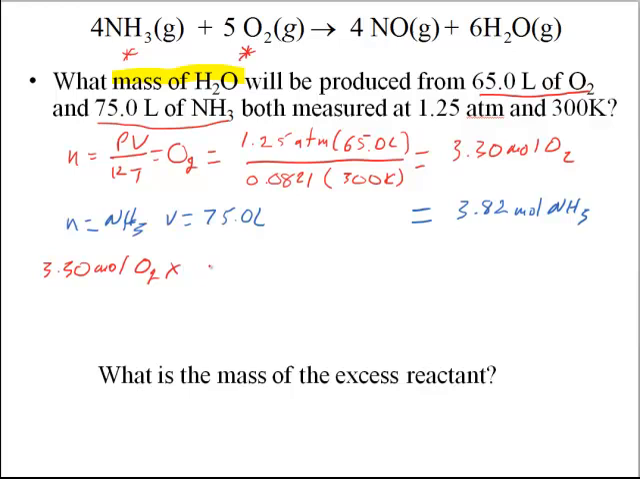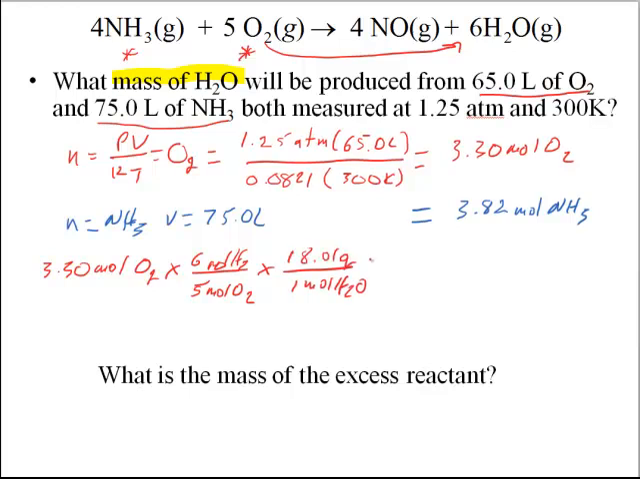And I'm going to go ahead and do my mole ratio of O2 to water, right? So for every 5 moles of O2, I'm going to make 6 moles of water. And then for every 1 mole of water, that weighs 18.01 grams. And so with the oxygen I have, I would make 71.3 grams of water. All right?